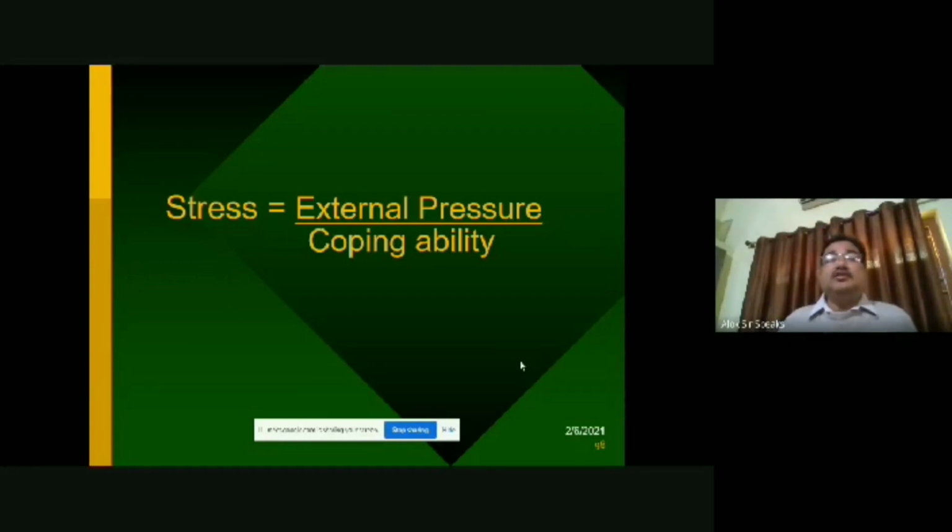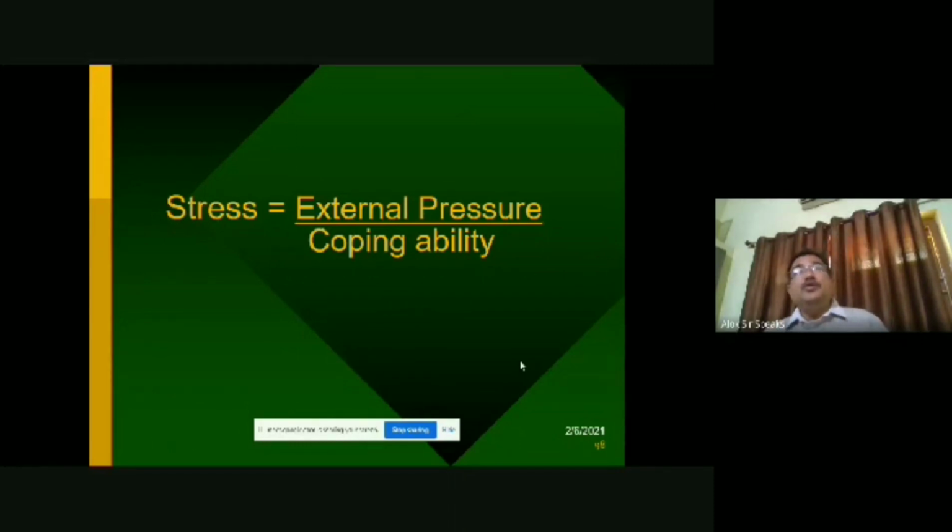So if stress is like force per unit area, if stress is defined mathematically as external pressure divided by coping ability, then in order to reduce stress, what should you do? You cannot change the numerator. External pressures will be there, maybe they will become more and more day by day. So in order to reduce stress, because you cannot touch the numerator, the only thing you can play with is your coping ability, how much you can cope with the external pressure. So you can increase that. Coping ability can be increased in order to reduce stress. What is coping ability and how to increase it?